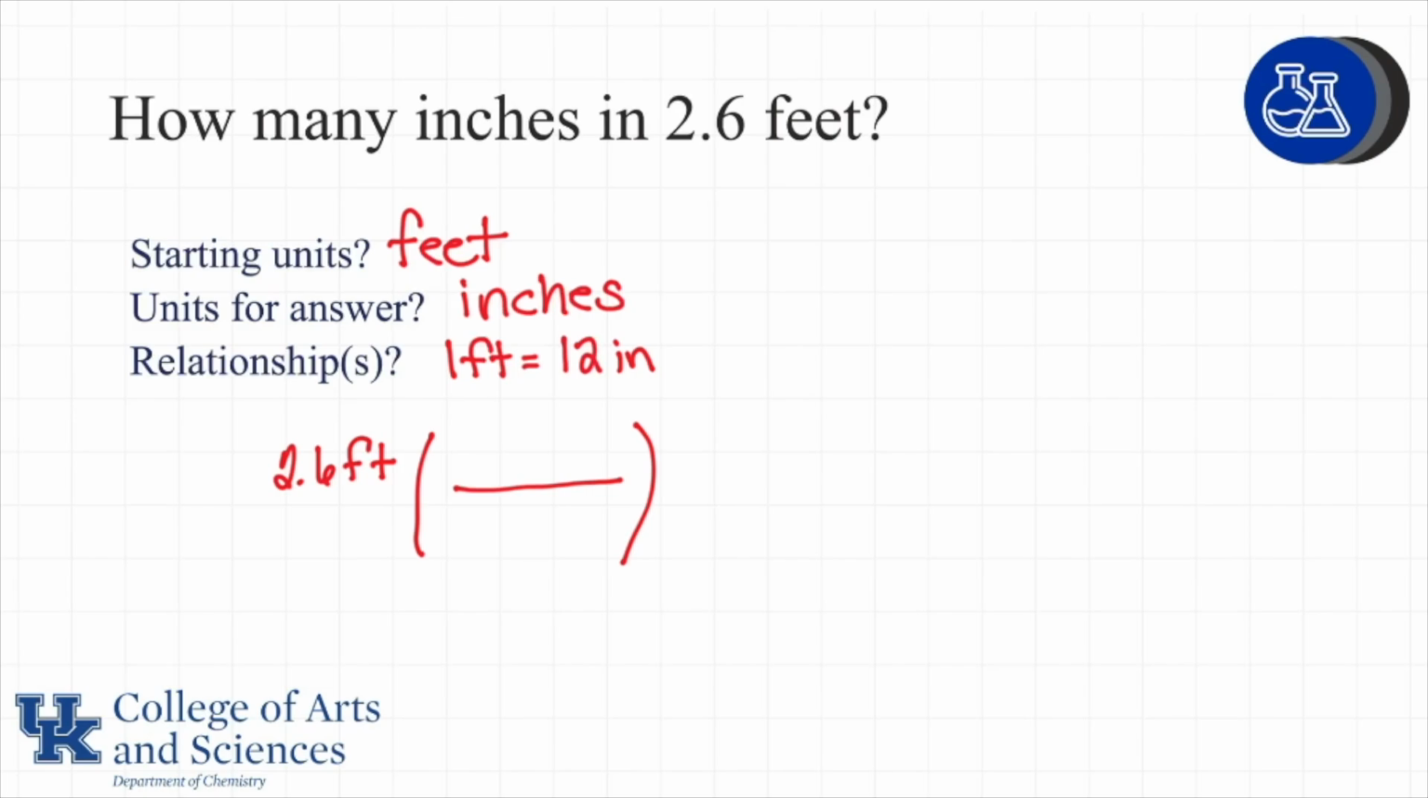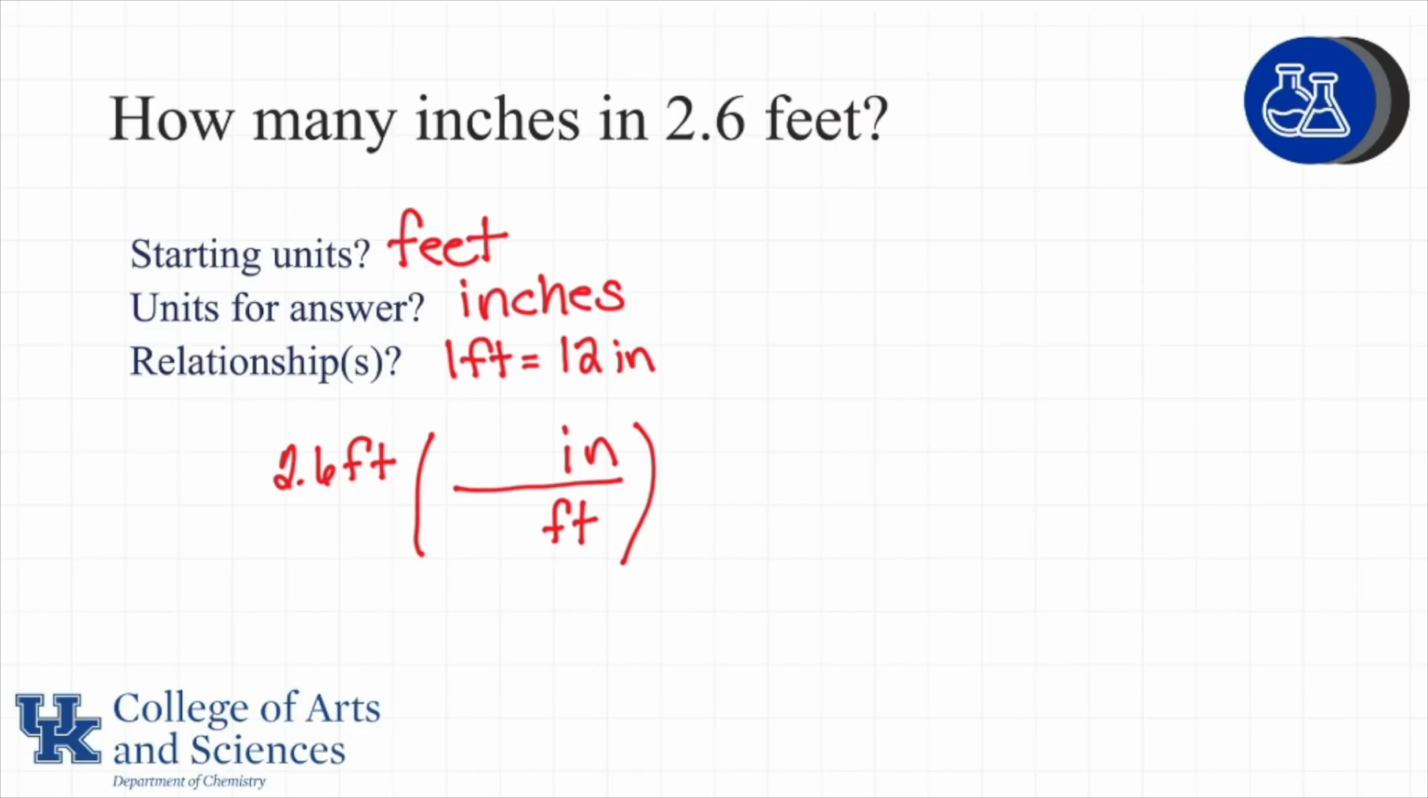And then I need to look and figure out what's going to go in that parentheses, in that fraction. I see that feet is in the numerator, which means I want to get rid of feet and get to inches. So therefore, feet must go in the denominator of the next step, so they can cancel each other out. And then I go to my relationships and I see, well, 1 foot equals 12 inches, so I know there's a connection between feet and inches.